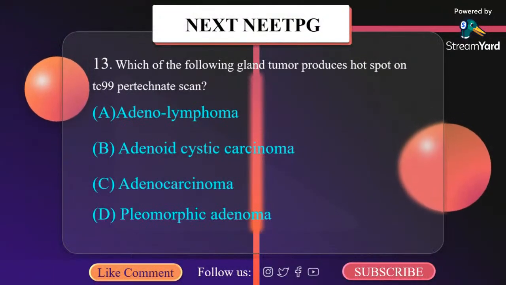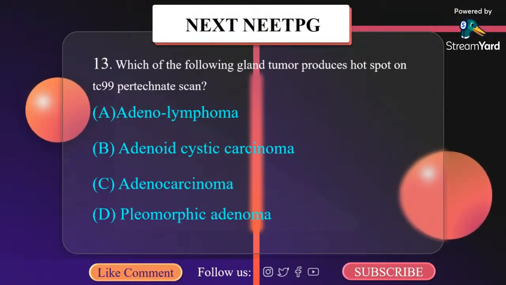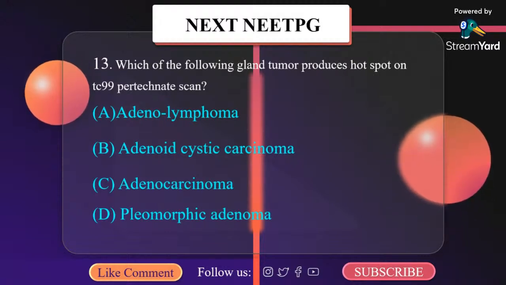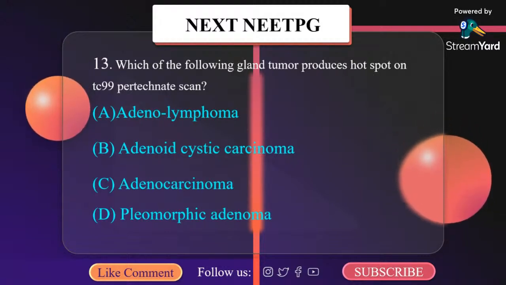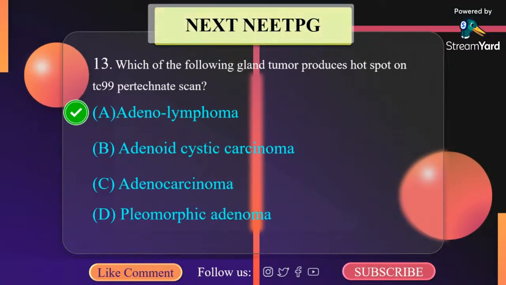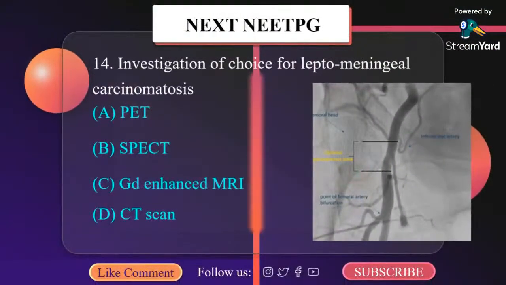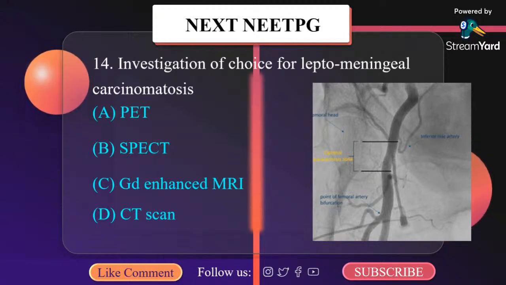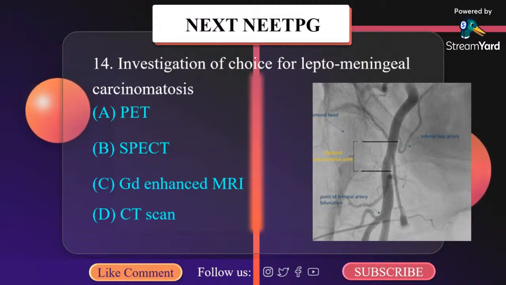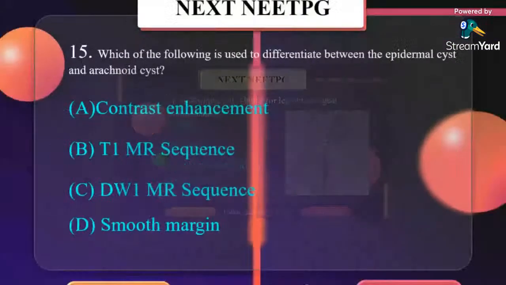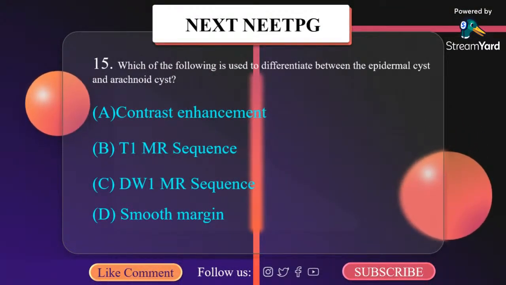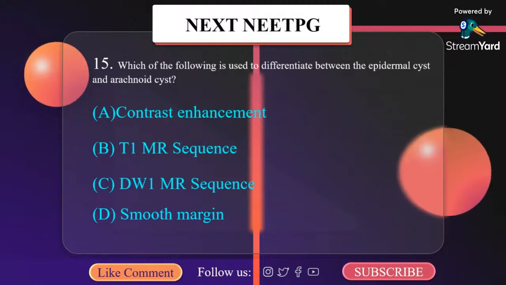Which of the following salivary gland tumors produces a hot spot on technetium-99m pertechnetate scan? A. Adenolymphoma, B. Adenoid cystic carcinoma, C. Adenocarcinoma, D. Pleomorphic adenoma. It is adenolymphoma. Investigation of choice for leptomeningeal carcinomatosis is A. PET, B. SPECT, C. CT, D. MRI. The correct answer is gadolinium enhanced MRI. Which of the following is used to differentiate between epidermoid cyst and arachnoid cyst? It is DWI MR sequence.